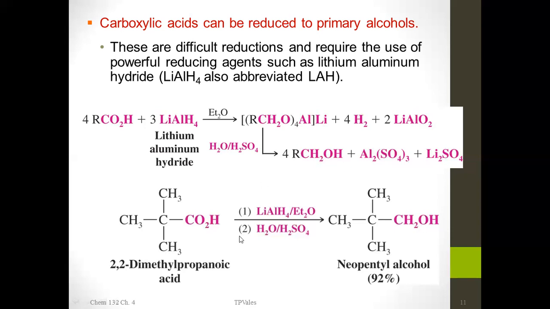So what you will see in the reagents is that the first step is always lithium aluminum hydride, and Et2O is diethyl ether. The second step will be the recovery of your alcohol. Here you can see the carboxylic acid group, which is the part that can be reduced to get your CH2OH. Okay, so 2 steps. Here you have 2,2-dimethylpropanoic acid. You'll be interested only in this functional group, your carboxylic acid.